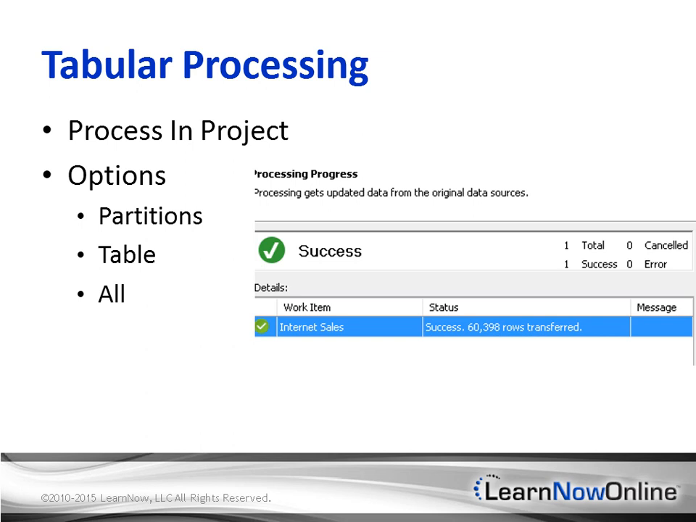There are a couple of options for processing, and the first one is for partitions, which is usually just associated with a fact table where we divide things by, say, the year. The next one is for table, which means you can process either one or more tables based on if structure or data has changed. And the other one, all, means to process the entire structure and data of this tabular model.